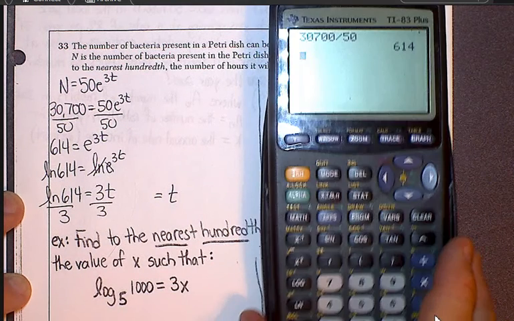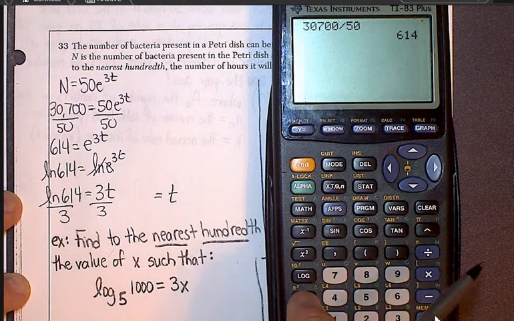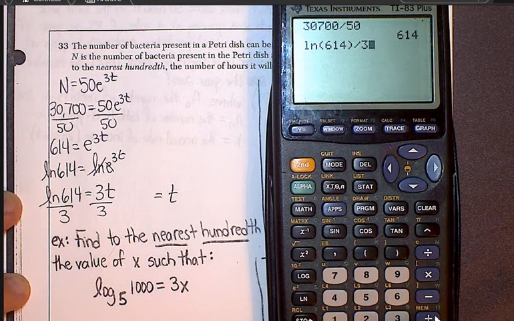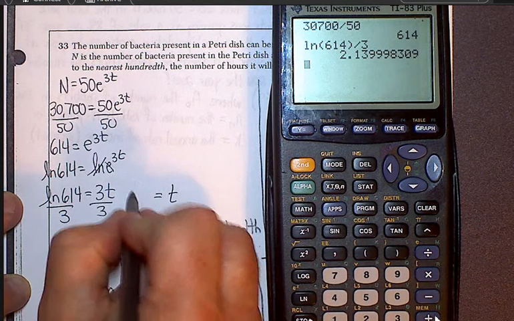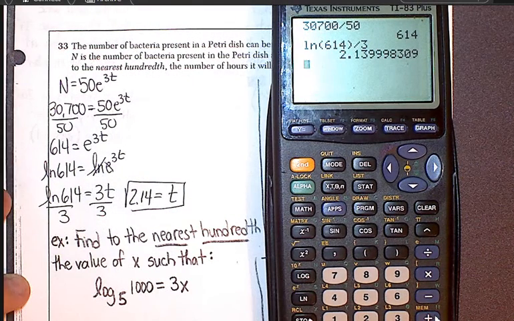The natural log key is right there. I'm going to hit second. No, I don't want second, I just want natural log, 614, and then we're going to divide that by 3. I get 2.139, to the nearest hundredth, 2.14. And there's my answer. Okay, next question.